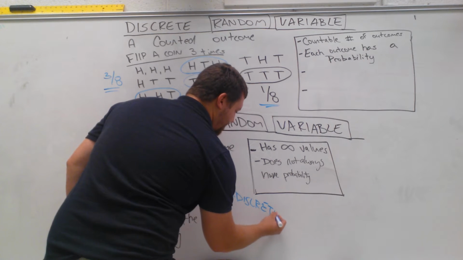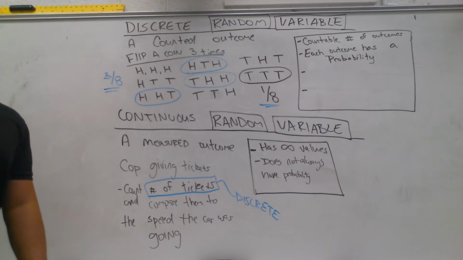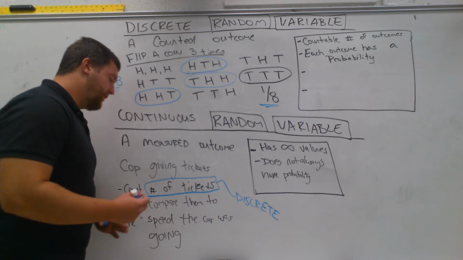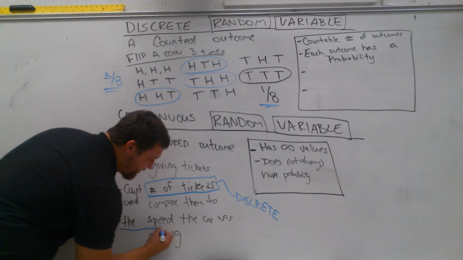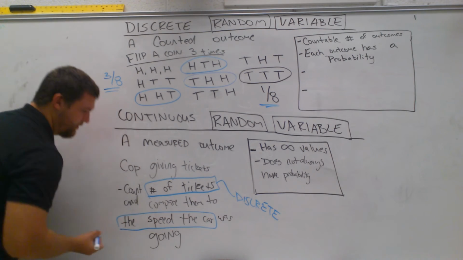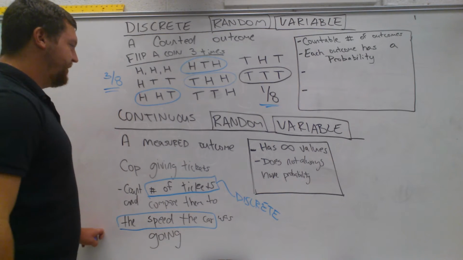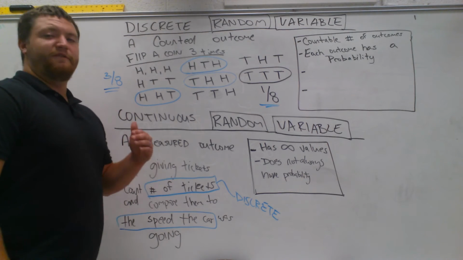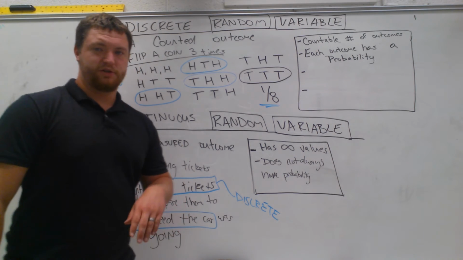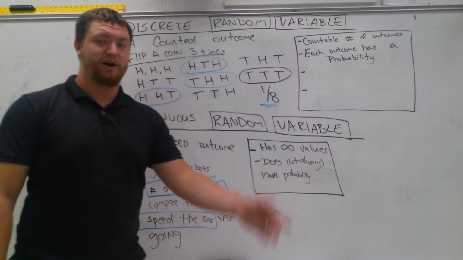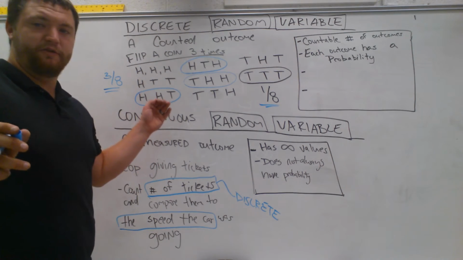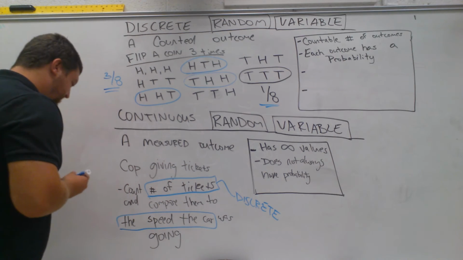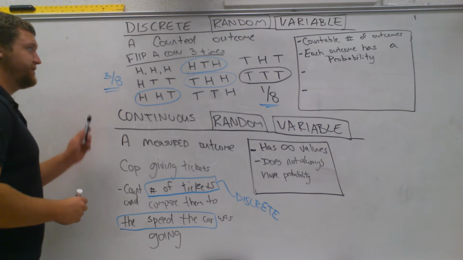What's another variable in here? A variable is something that's unknown. We don't know the number of tickets, and we don't know the speed of the car. So why would that be a continuous variable? Well, like I said, someone could be going 54.5 miles per hour. Someone could be going 54.51 miles per hour. There's an infinite number of speeds someone could be going during that time. So those are the differences between these two.